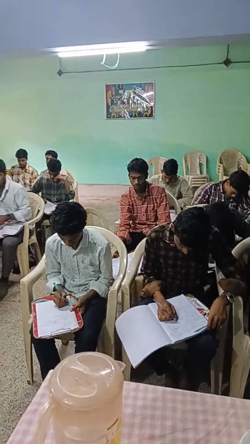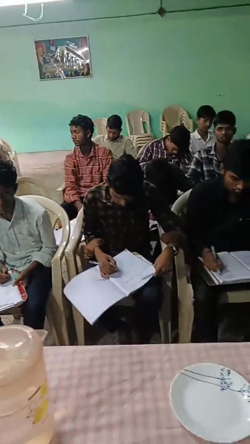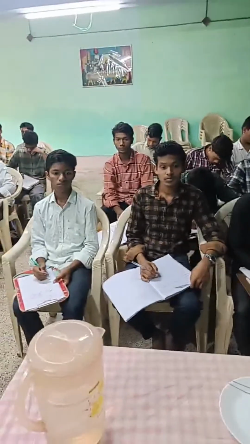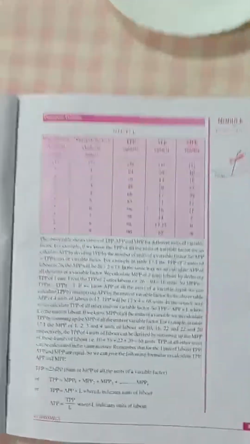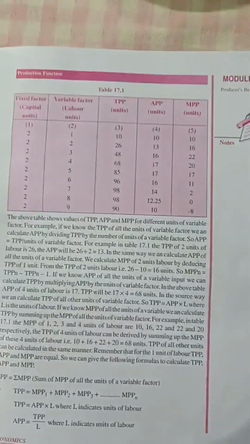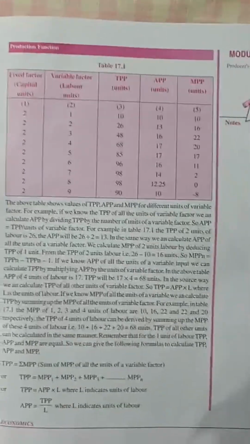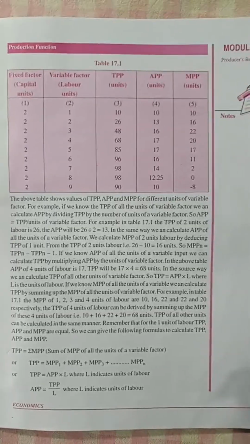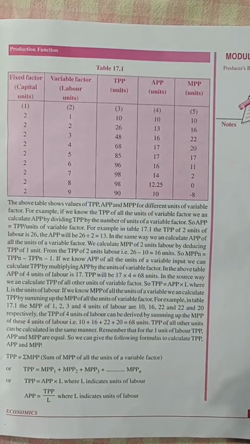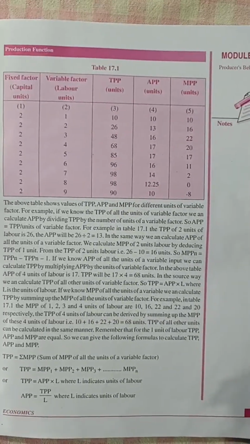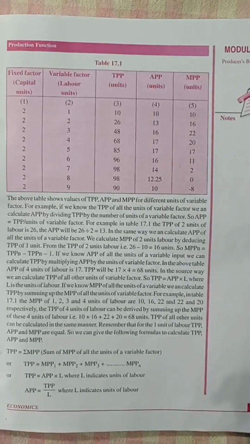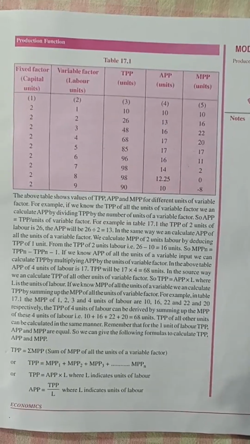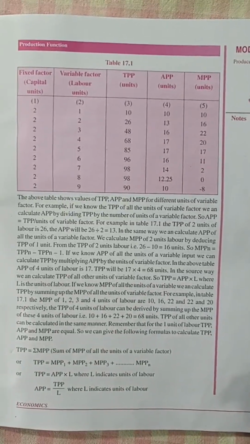What is the page number? Page number 90. Do you have the table there? Yes, you see the table here. What does the table say? See that in the table, variable factors, capital and labor, are in the first two columns. Then output comes here. TPP, APP, MPP are output.